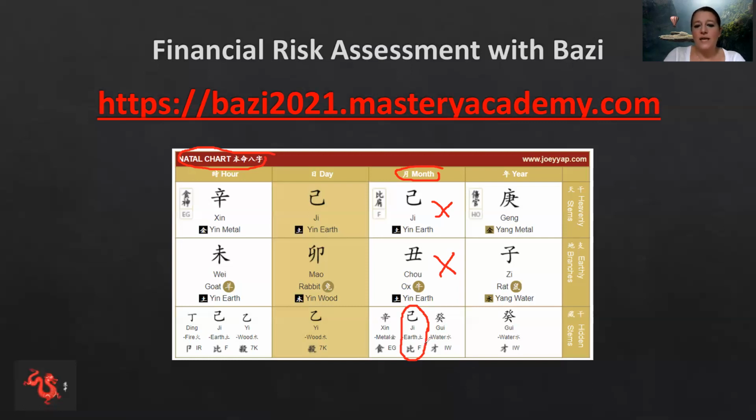And what we are looking for is the Ten God affiliation. So you see here EG, which means Eating God, F means Friend, IW is Indirect Wealth, and so on. We are looking for the Ten God that is associated with the main stem of the month branch. They are all together ten because there are ten gods. Depending on which one you have in the main stem, you will have a different attitude towards finances, and you will have a higher or lower risk aversion or risk tolerance.